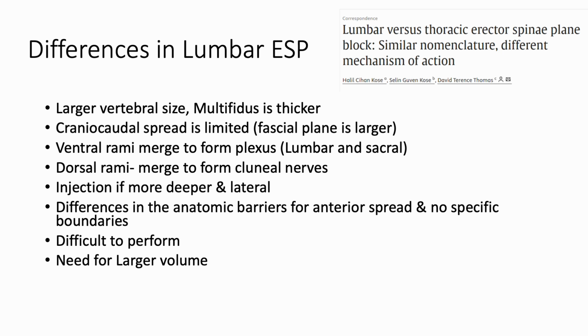Moreover, the ventral rami merge to form plexuses, which are the lumbar and the sacral plexus, unlike the ventral rami of the thoracic spinal nerves, which exit as intercostal nerves. The dorsal rami similarly merge in the lumbar area to form cluneal nerves. So the injection in the lumbar ESP is deeper and much more lateral. The differences in the anatomic barriers for the thoracic and the lumbar region are very different, which could influence the spread patterns. Lumbar ESP is technically difficult to perform and may need larger volumes compared to the thoracic ESP.